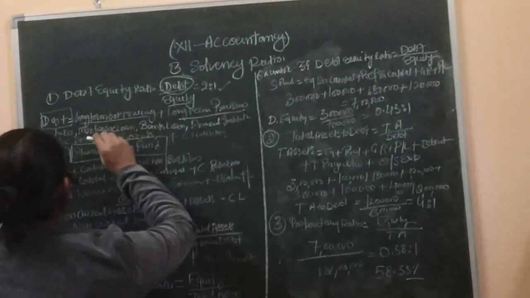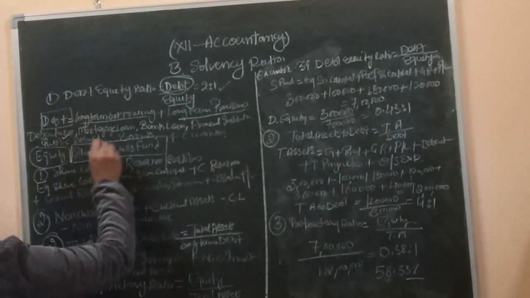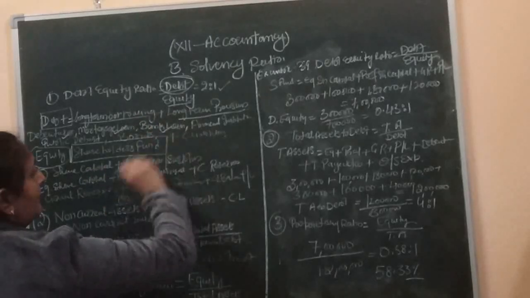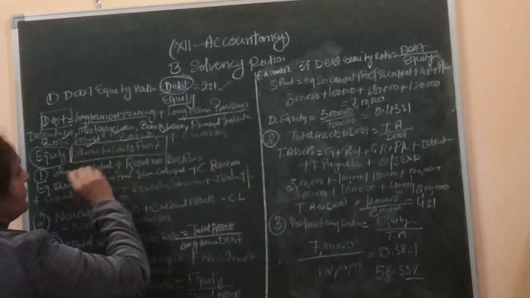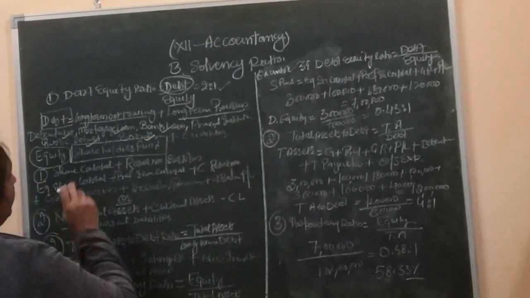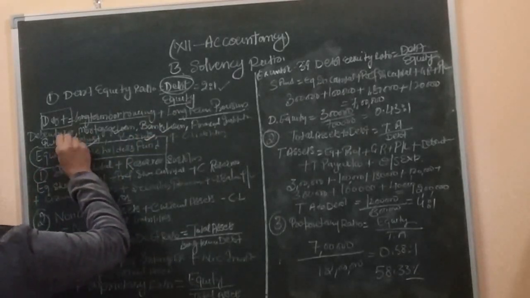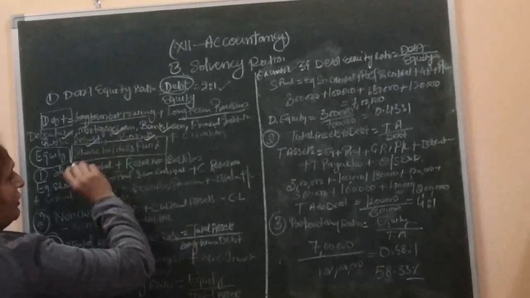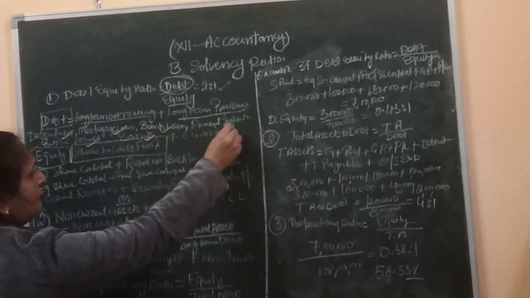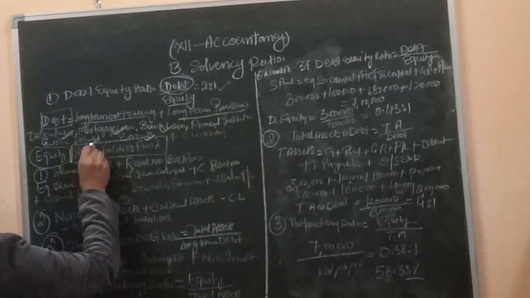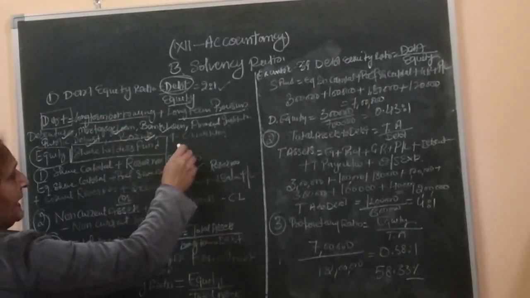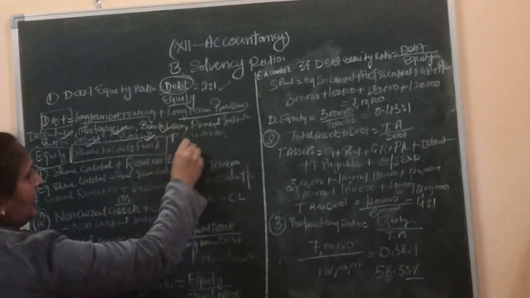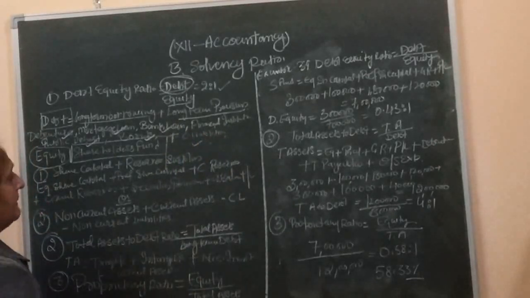The items which are included in debt are debentures, mortgage loan, bank loan, loan from financial institutions, public deposits and bonds. And the debt also can be calculated as total debts minus current liability.